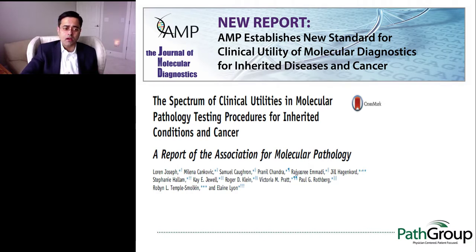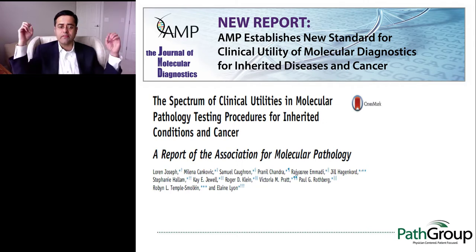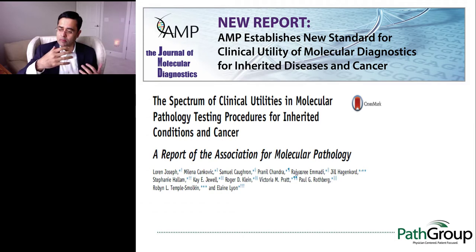And so I was fortunate to be part of an effort by the Association of Molecular Pathology to not necessarily redefine what clinical utility is, but to cast a broad light on really the various shades that clinical utility can take on for patients with both inherited diseases as well as cancer. And this was meant to just be an educational opinion review article that just highlights the benefits of molecular testing.